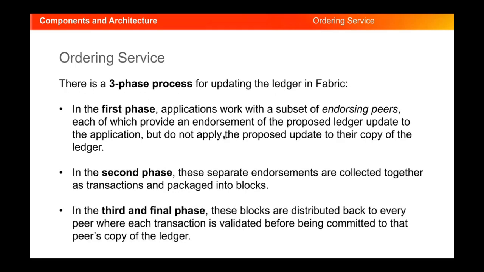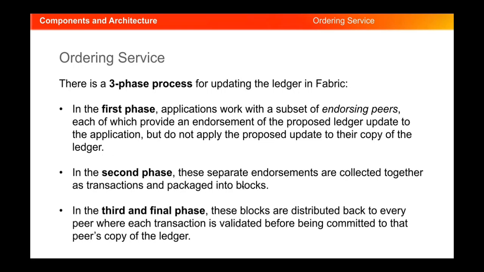So the ordering service takes up the consensus process in three steps, which are as follows. In the first step, the application works with a subset of endorsing peers. As we know, endorsing peers have chaincode installed on them, each of which provides an endorsement of the proposed ledger update to the application, but does not apply the proposed update to their copy of the ledger. So this is the first phase.